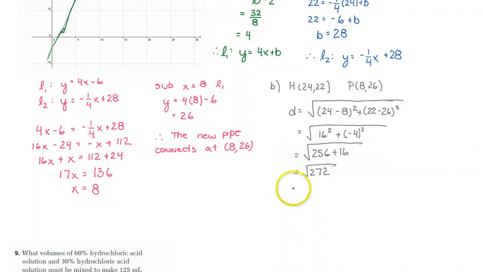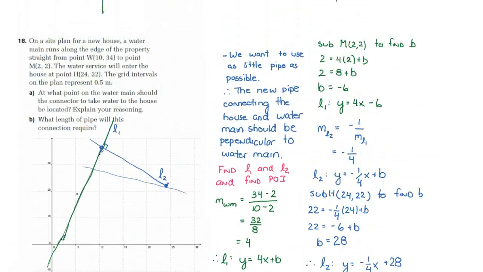And this is a case where I would totally rewrite this as a decimal because this is some length that I need to have a concept of its actual length. And root 272 isn't going to make sense to a lot of people. So I need about 16.49 meters of pipe. Okay. So let's just go back and walk through this one again.